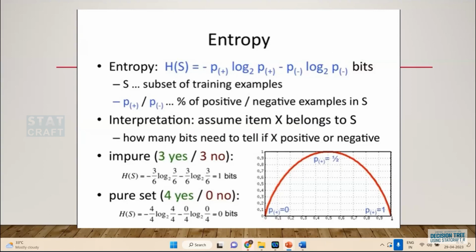Please write it down on one page. Anybody who is not able to understand this part, feel free to discuss with me. See, P plus is the probability of the positive, P minus the probability of the negative. 3 yes, 3 no: probability of positive, 3 by 6, probability of negative, 3 by 6. Similarly, if I talk about this 4 yes, 0 no: probability of positive, 4 by 4, probability of negative, 0 by 4. And on that basis, the entropy is calculated.